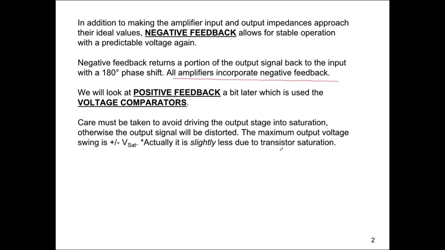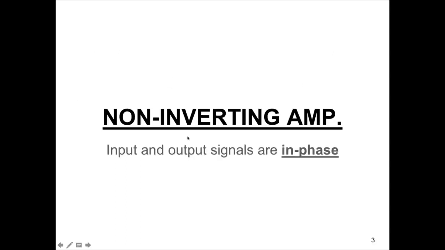So care must be taken to avoid driving the output stage into saturation. You don't want too much voltage gain and/or too high an input voltage to saturate the outputs, because for an amplifier, that's not what you want. Okay, the non-inverting amplifier input and output signals are in phase.